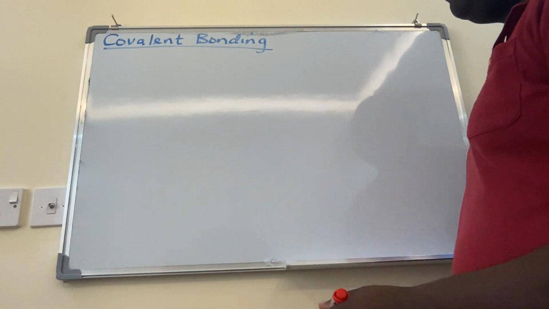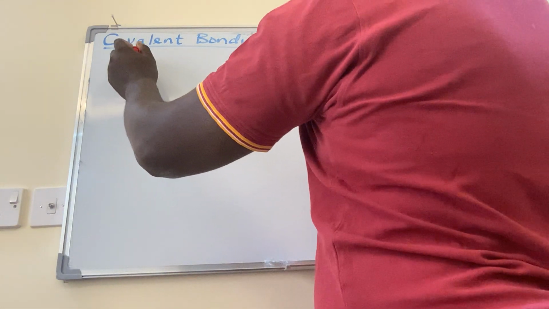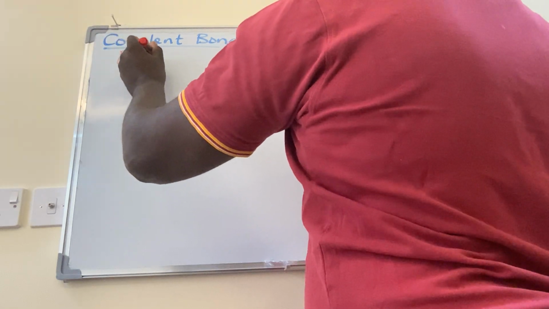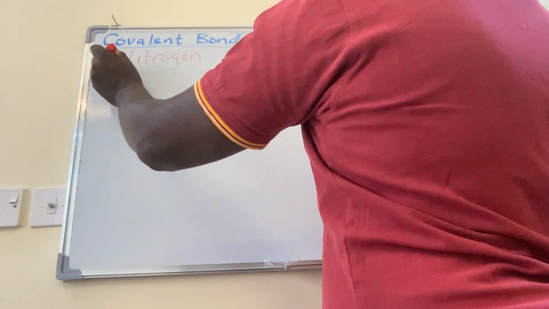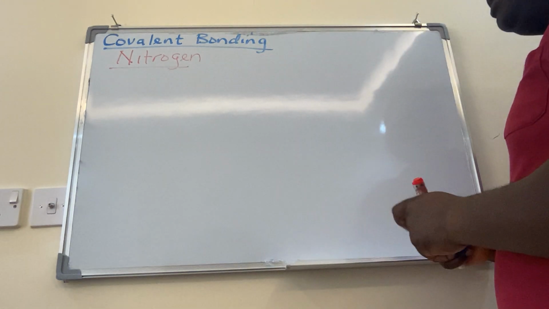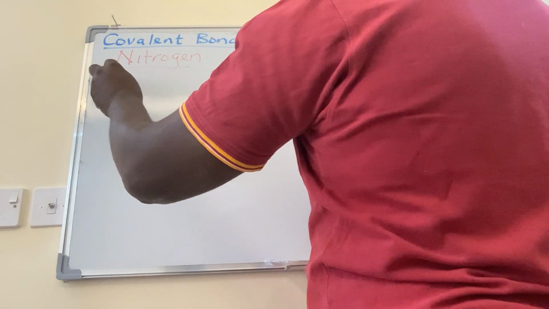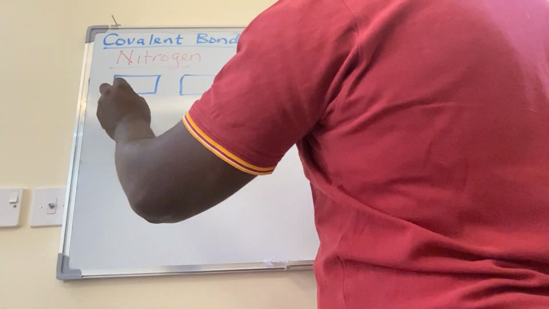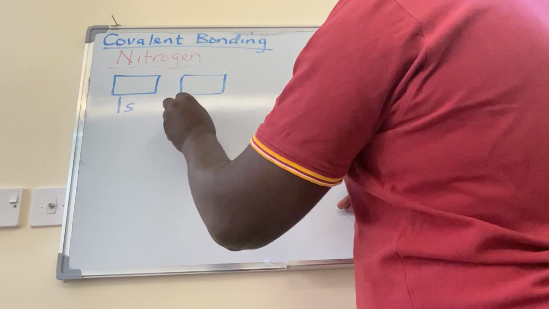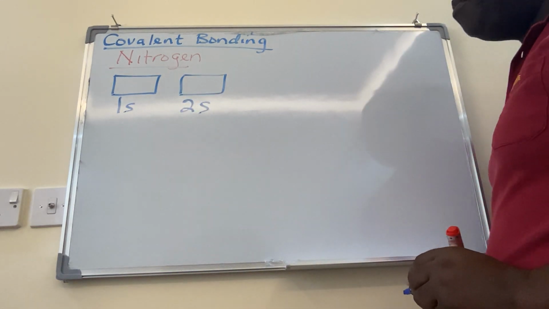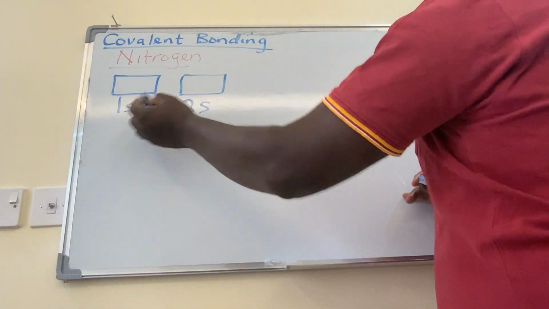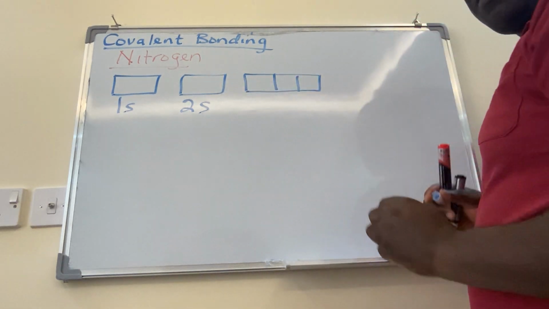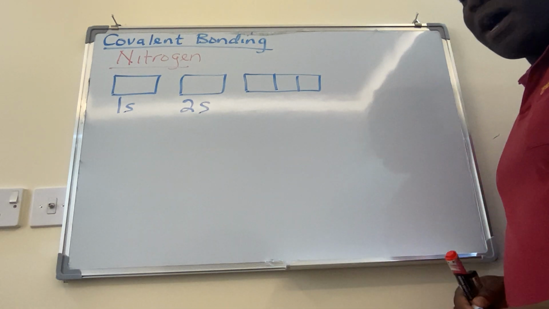I'll take nitrogen as an example. We want to do the electronic configuration for nitrogen, and we can use the box notation. Nitrogen is atomic number 7, so we have 1s and we also have 2p. Remember that p is px, py, and pz.